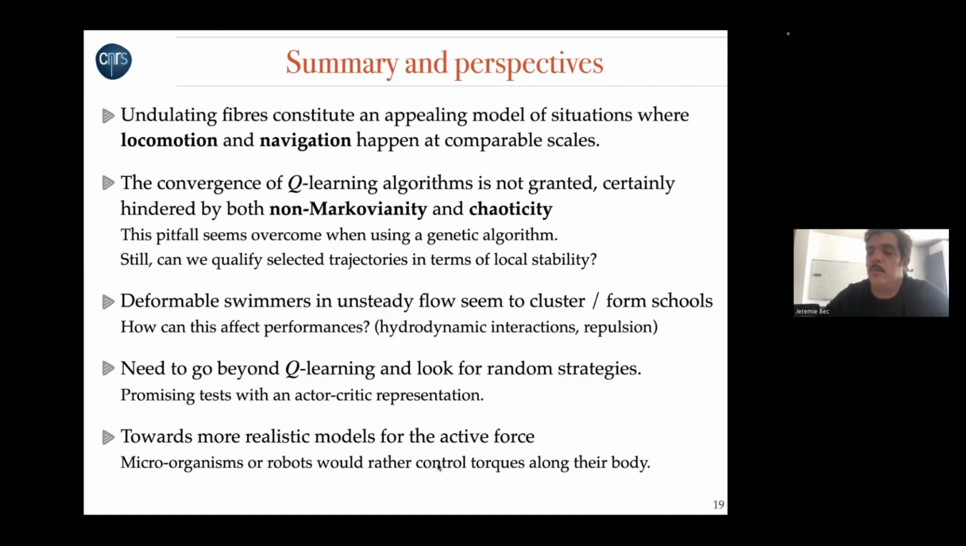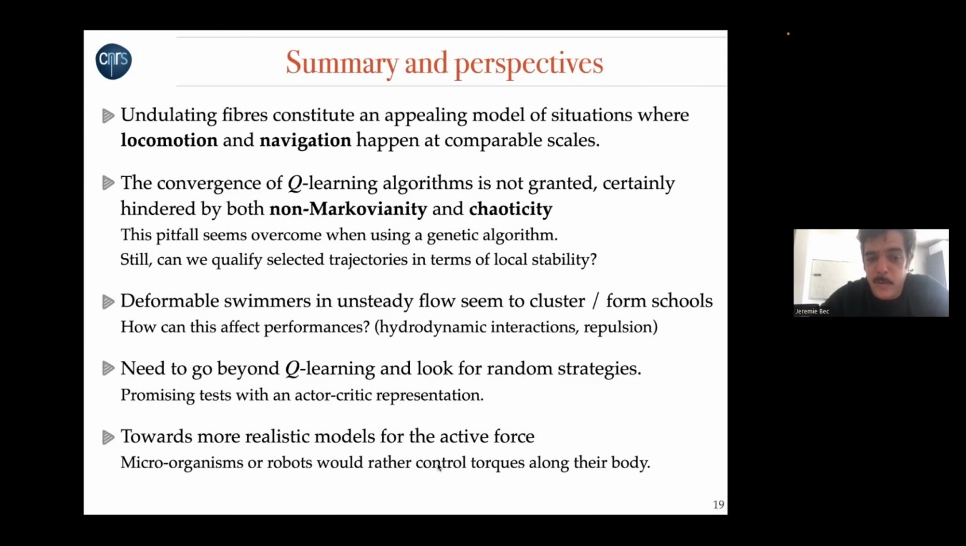But still, we want to understand further whether the trajectories selected through this genetic algorithm correspond to trajectories which are more stable than others. Then, these deformable swimmers, when they are put in this simple turbulent flow, seem to cluster and form some schools. It will be very interesting to see if this can be used to increase performance, for instance through hydrodynamic interactions, some repulsion, etc., some modification of the flow.